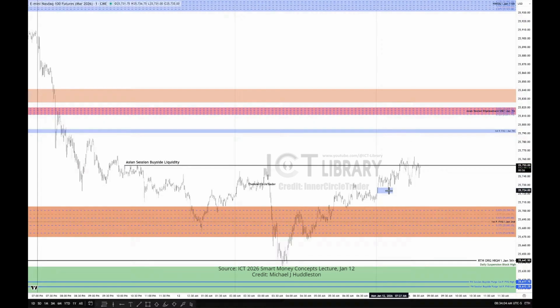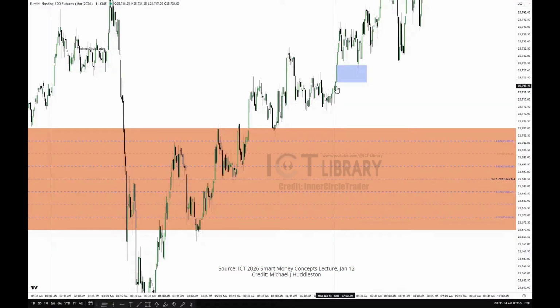So bread and butter setup in pre-market session time, discount array. Why is it a discount? Because of where it's at in respect to the level that's relatively equal highs, that run. That's a small little range, but it's a bread and butter type setup. Why are you not looking at that little gap right there? Because that's not displacement.